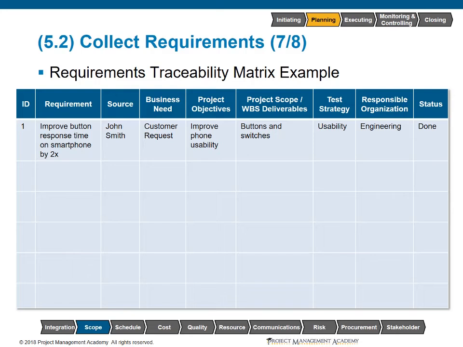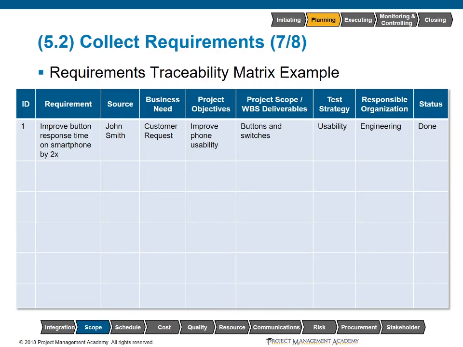So completing this requirement, what objective will this impact? It's going to impact the usability of the phone. And this requirement, where is it tied to on the WBS? So within the WBS, it's going to be in the buttons and switches category. Now, some of you may be wondering, well, we haven't done the WBS yet because that's in another two processes. Well, absolutely, but we have to keep in mind planning is a very iterative process. The test strategy, we want to look at the overall usability of the phone. Did we achieve that approximately 2 times speed increase on the smartphone?